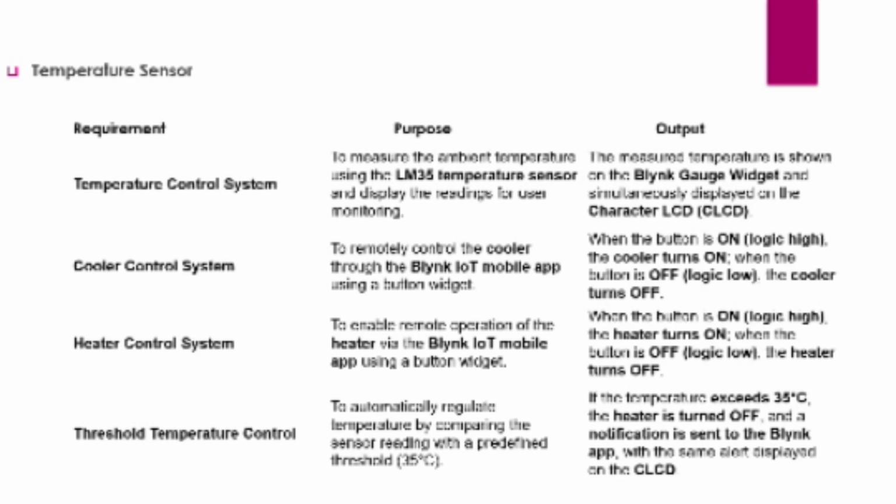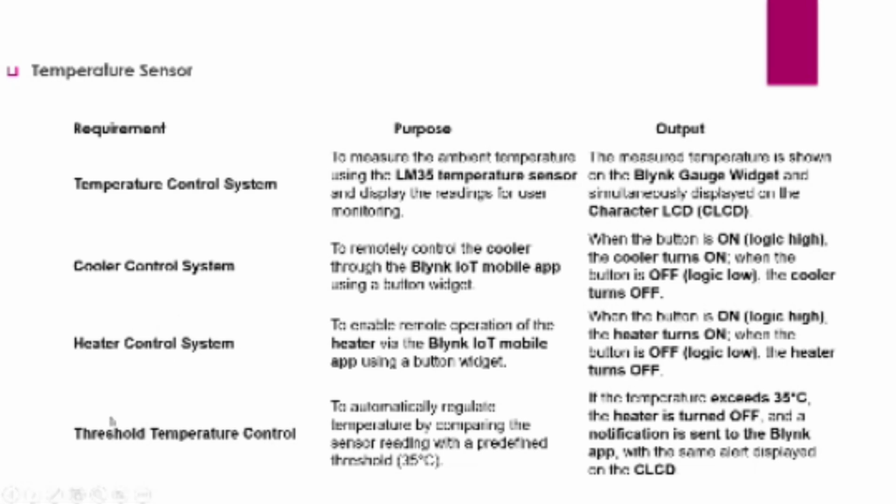Next, we have the controls in this temperature control system. Here, the temperature sensor reads the temperature and displays it on the CLCD. Based on the displayed temperature, the user can control it by the cooler control system or the heater control system. That means when the button is on, the cooler turns on, and when the button is off, the cooler turns off. The same happens with the heater control system. When the button is on, the heater turns on, and when the button is off, the heater turns off.